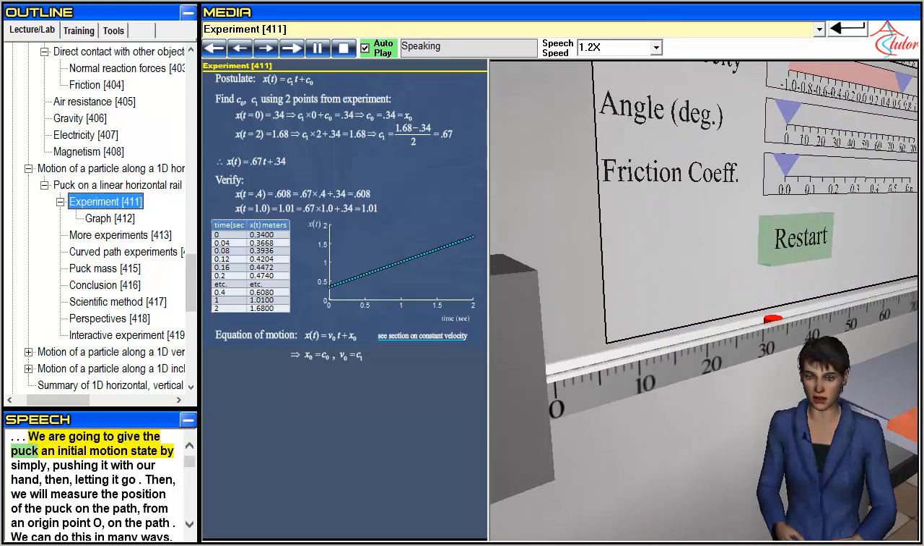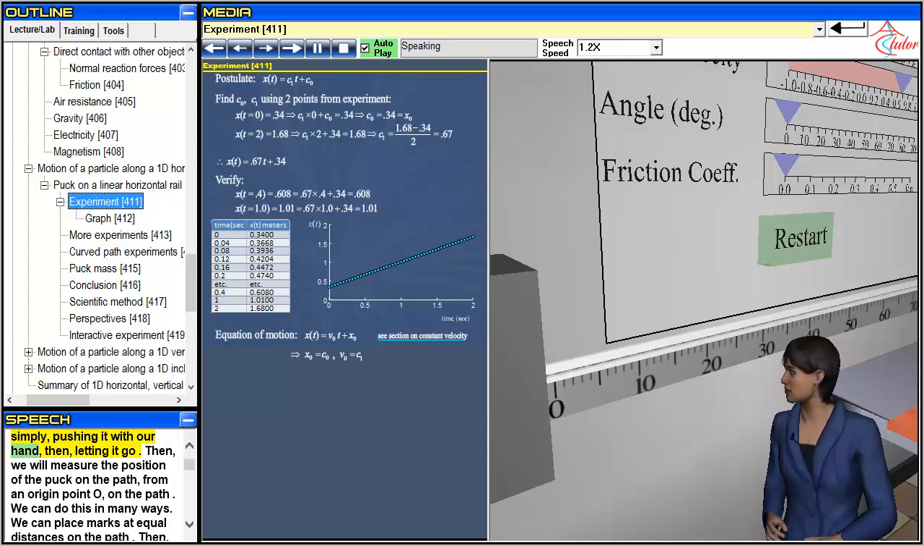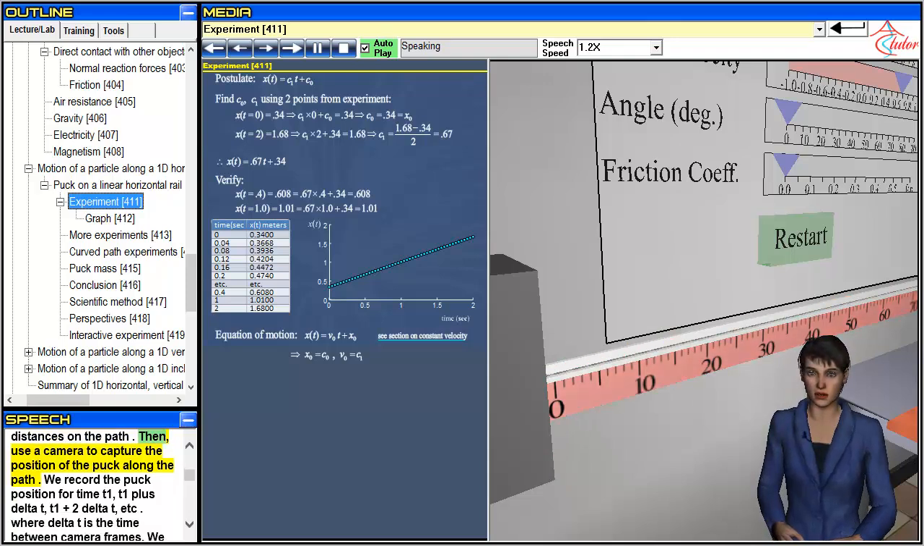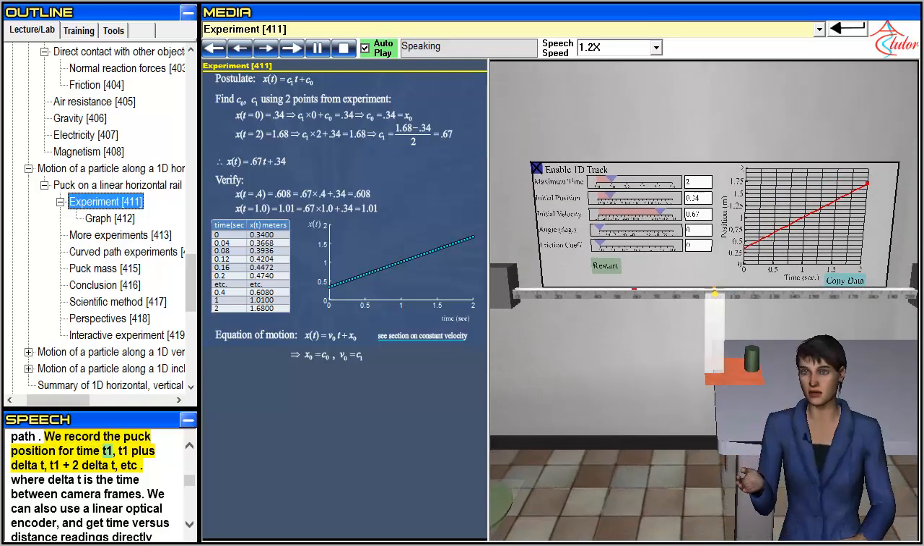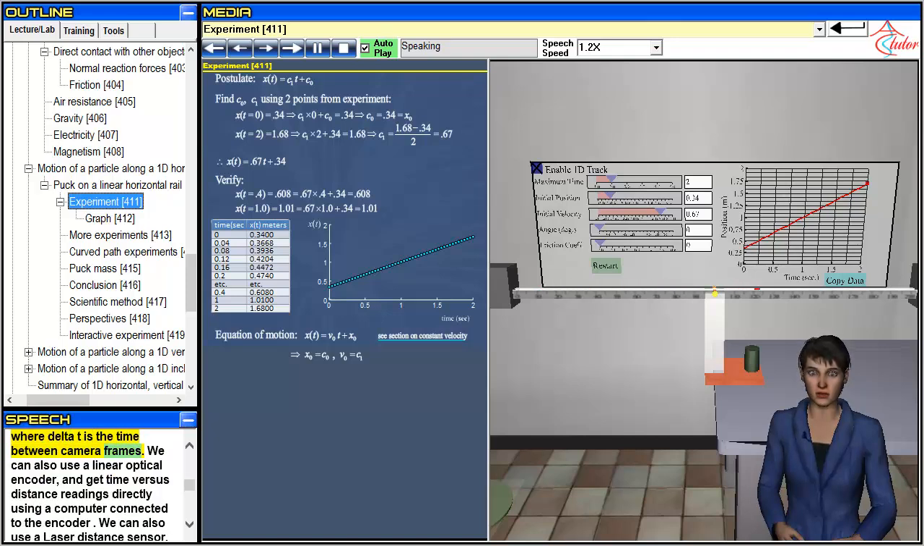We are going to give the puck an initial motion state by simply pushing it with our hand, then letting it go. Then, we will measure the position of the puck on the path, from an origin point O, on the path. We can do this in many ways. We can place marks at equal distances on the path. Then, use a camera to capture the position of the puck along the path. We record the puck position for time t1, t1 plus delta t, t1 plus 2 delta t, etc. Where delta t is the time between camera frames.